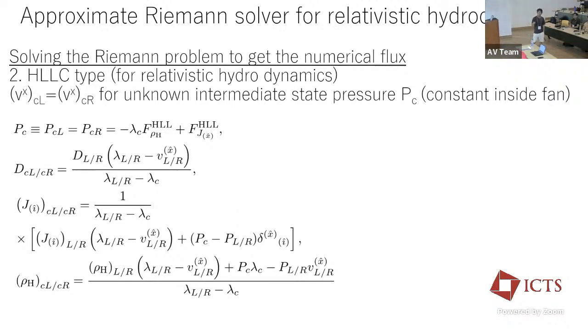Okay, now you can calculate the conserved quantities in the CL and CR states. This is again the Rankine-Hugoniot relation. Now you know lambda c. Also the flux is given by these equations, and you know lambda c and pC, and the L and R states are of course known quantities, and also the energy densities by this relation. This is the Rankine-Hugoniot relation as well. So you know pC and lambda c, you can get these physical quantities.